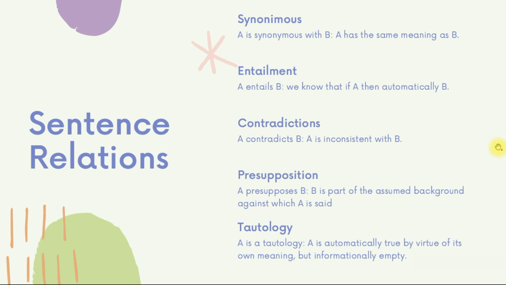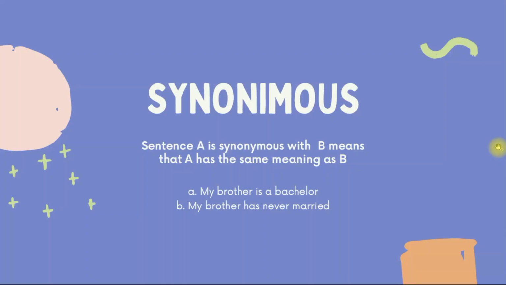Okay, let's see the examples of these sentence relations. First, synonymous. Sentence A is synonymous with B, meaning that A has the same meaning as B. So when someone says, "My brother is a bachelor," this sentence will be the same as, "My brother has never married." Both sentences have the same meaning. So A is synonymous with B.